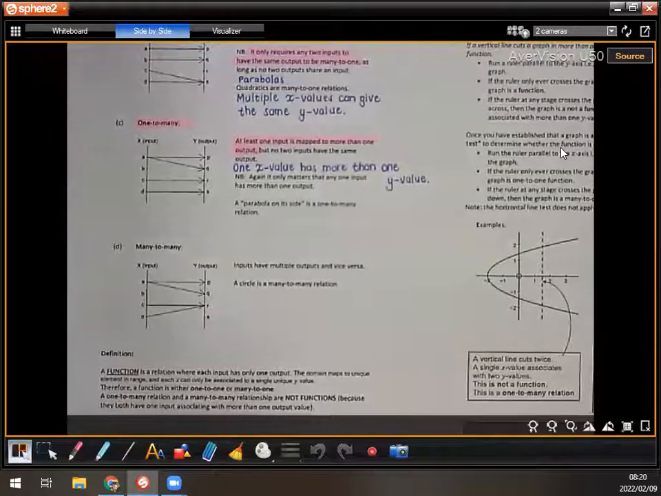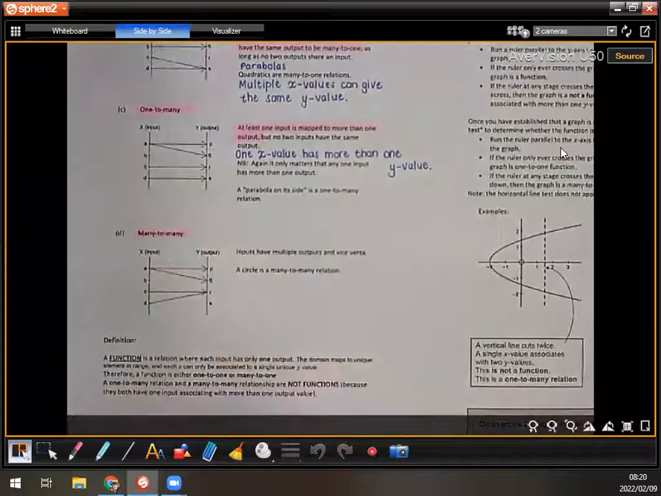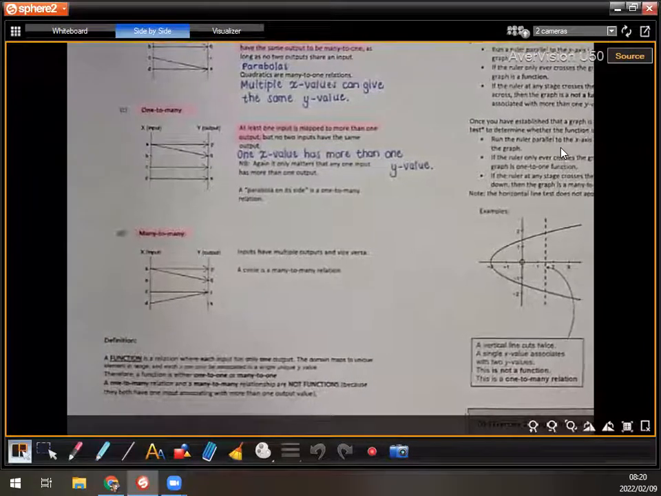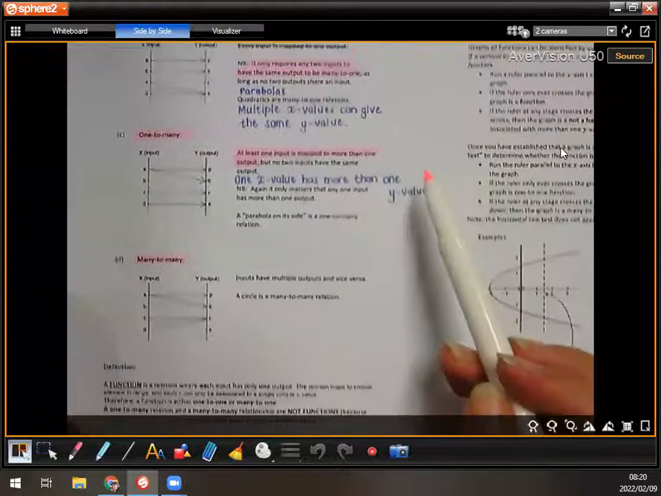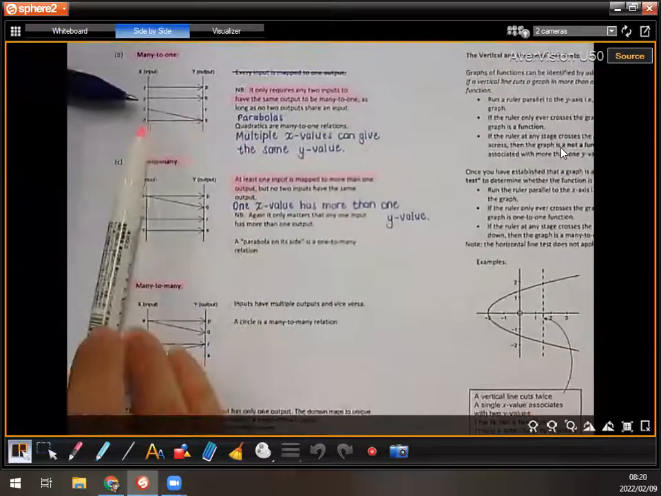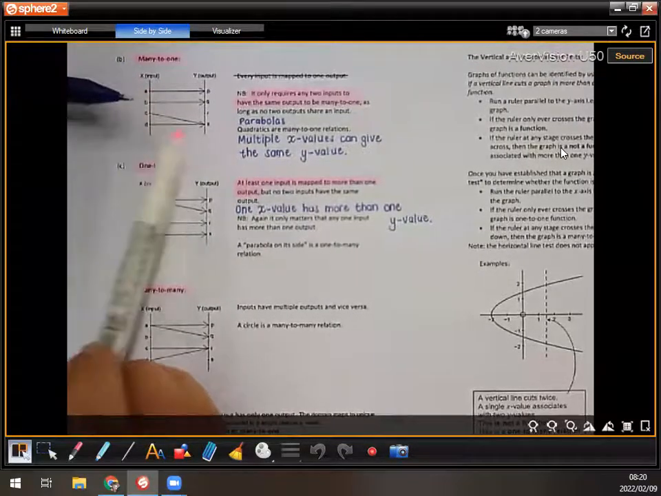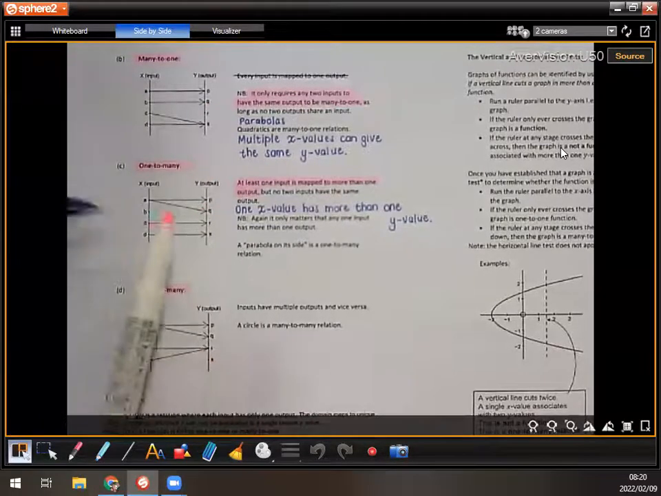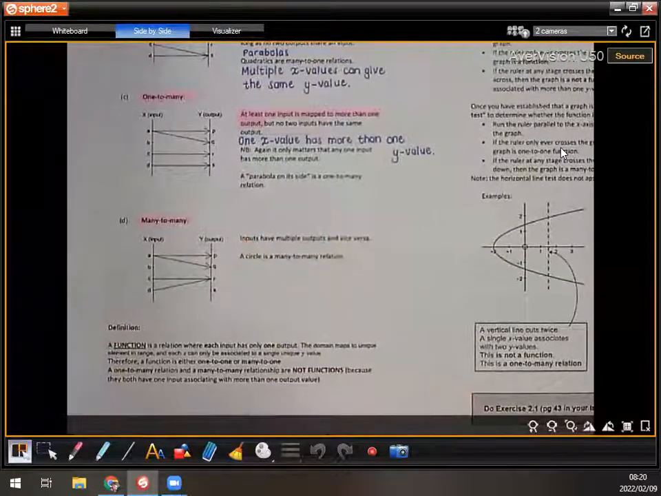And then many to many, you have seen one type of graph that looks like that. And many to many is obviously where multiple x values can have multiple y values. Yes? So they're saying that, but no two inputs have the same output. So that's not really that important, but that is just saying this kind of thing. So they're saying that a one to many is not a many to one. Because a many to one can have two inputs having the same output. So now they're saying at a one to many, that doesn't happen. Okay, so they're just showing the difference between the two labels. So guys, a many to many, they're saying that inputs have multiple outputs and vice versa.